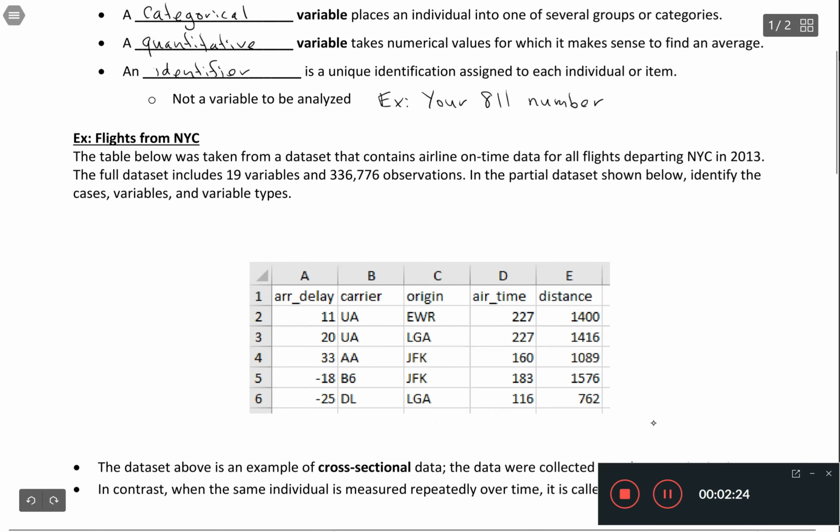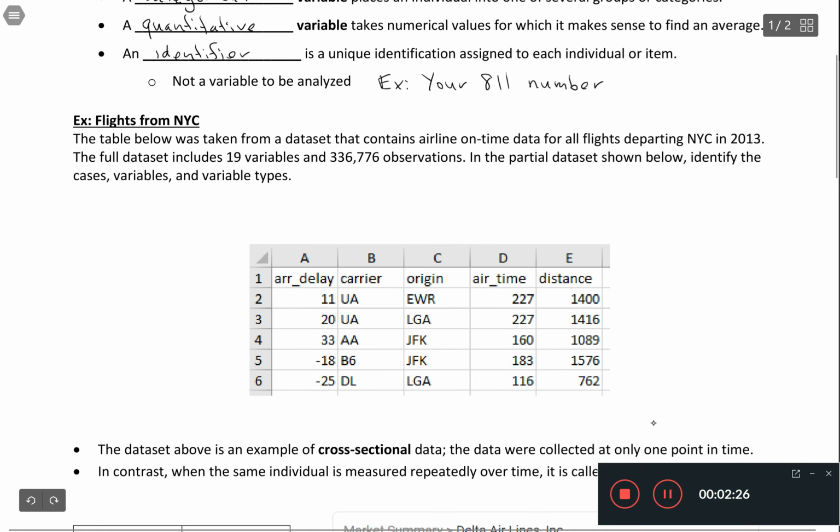So let's look at an example real quick. So this is taken from a data set that contains all the data for flights departing New York City in 2013. So obviously this is a huge data set, over 300,000 observations. It also includes 19 variables, but we're just going to look at a few here.